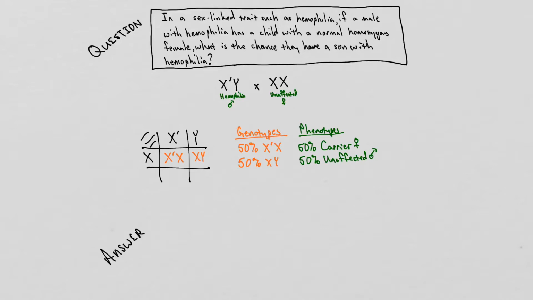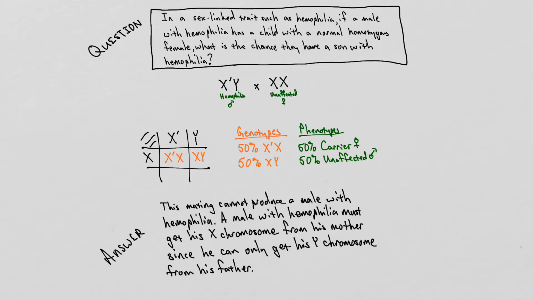Well, the question says, up here, what is the chance that they have a son with hemophilia? If we look at these down here, notice that we don't have any sons that have hemophilia. The only sons we have are just unaffected males. And if we look at that, we can go ahead and just give an answer to that. So the mating cannot produce a male with hemophilia.